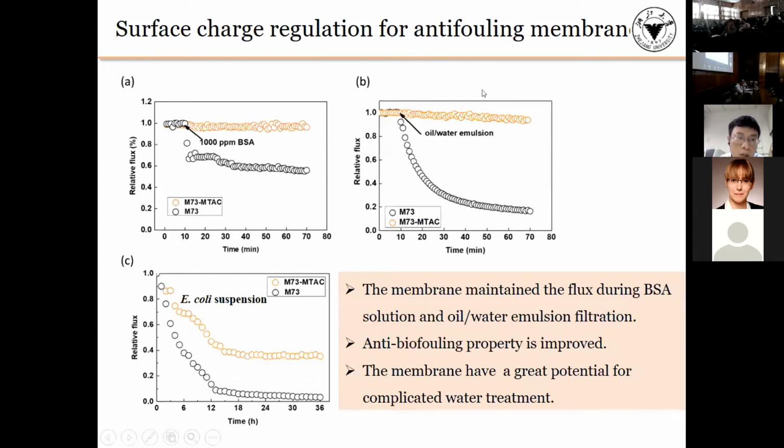Now we also used the membrane to do the filtration experiment. We can find that for the BSA solution and the oil-water emulsion, the water flux remained very stable. But for the original membrane, the flux decreased sharply. Also, with our membrane, we can get very high water flux retention. Here we have some explanation.